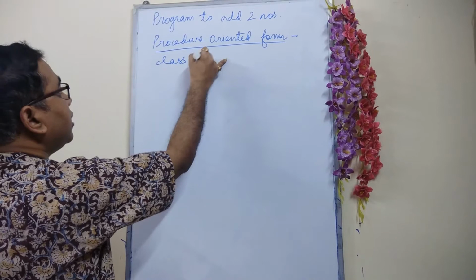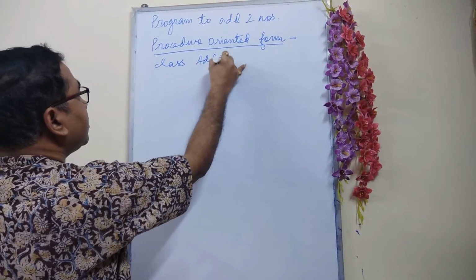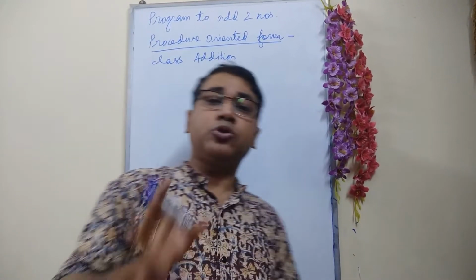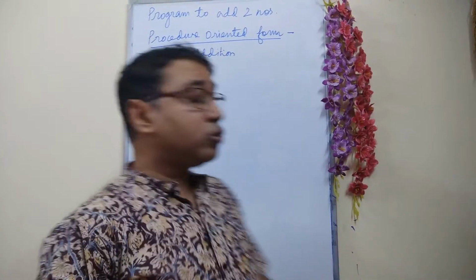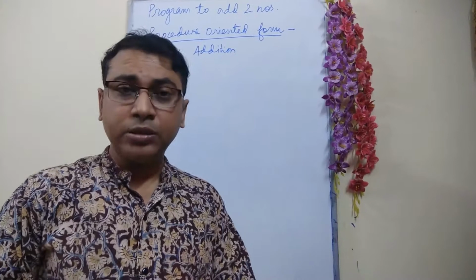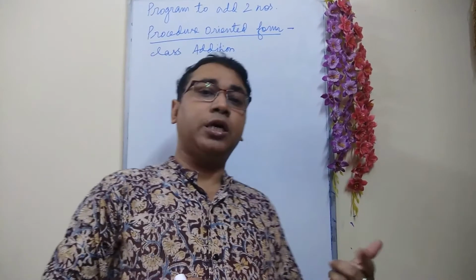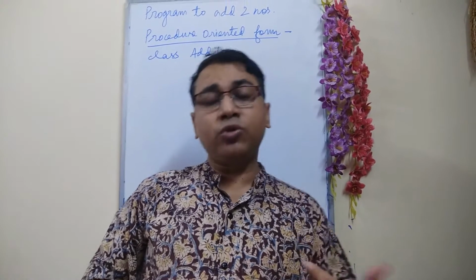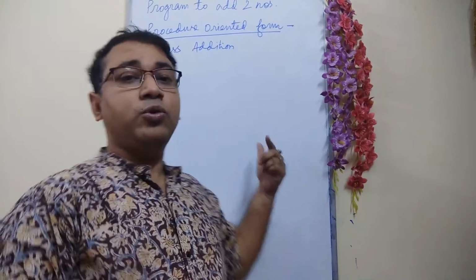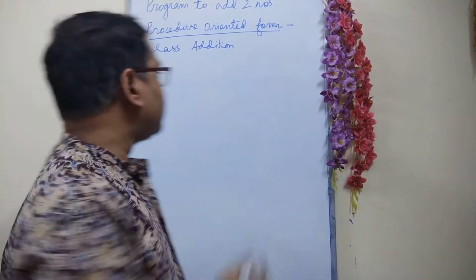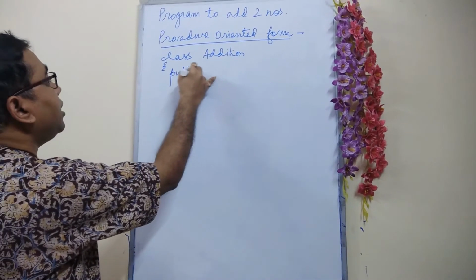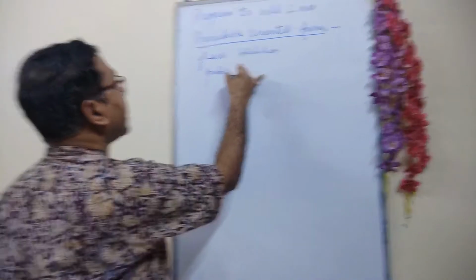Class, let us say Addition. Here, why am I writing class? Because Java supports object-oriented programming strictly, so everything must be done in a class. In other programming languages which are procedure-oriented, like C, Fortran, Pascal, we don't need the class. Then here the function: public static void main.